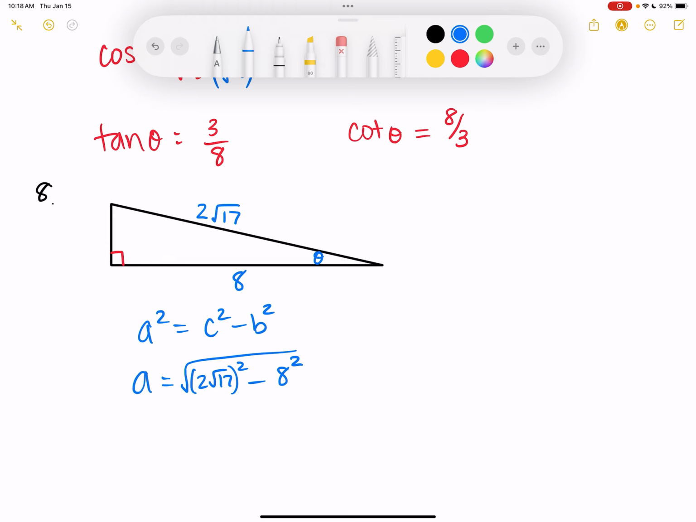Okay. So this is going to be the square root of 4 times 17. Well, that's 4 times 17 minus 64. That's 8. So the square root of, I'm just going to write the 68 under there. Square root of 4, which is 2. So that's my other side.